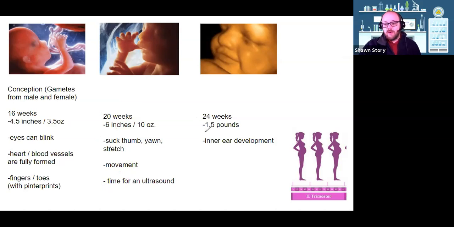At 24 weeks, we're at 1.5 pounds. And this is where the inner ear develops, where the baby starts responding to sound. So it can hear sounds, it can respond to sounds, even at 24 weeks. So we're about two thirds of the way through the pregnancy.